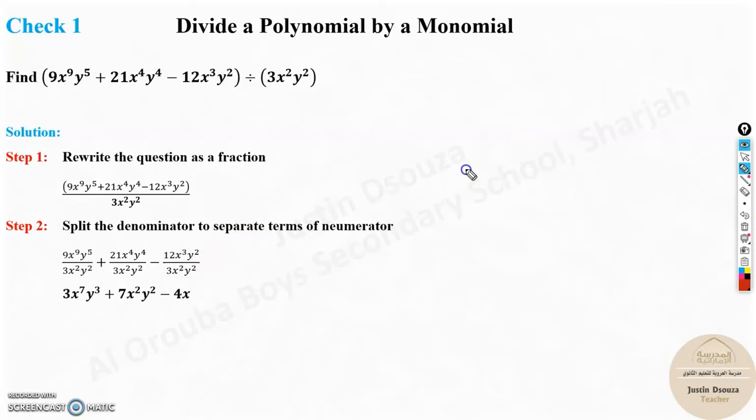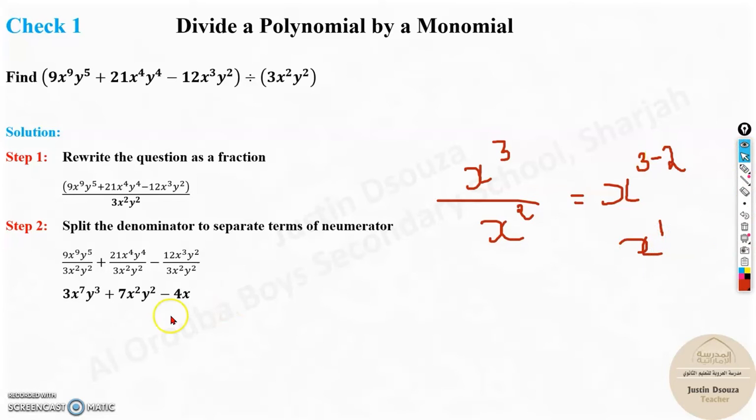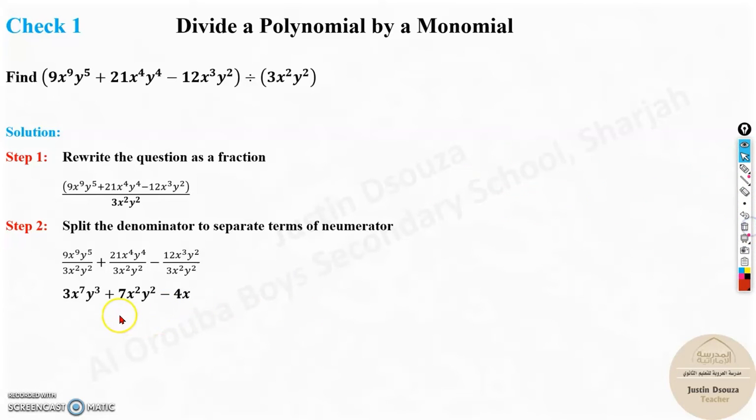Okay, so I will just show over here x power 3 divided by x power 2. It is basically 3 minus 2. So whatever is down, you have to just subtract. So it'll be x power 3 minus 2, it'll be x power 1. So that is how we solve it. Okay, I hope this is clear. And in the coming videos, we will do more types of division of polynomials.